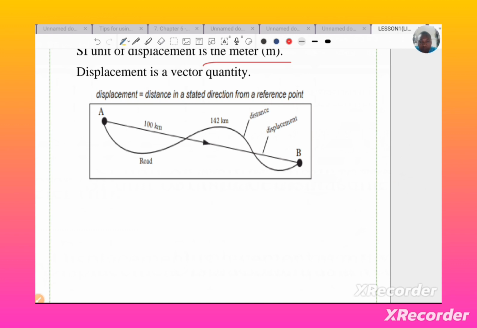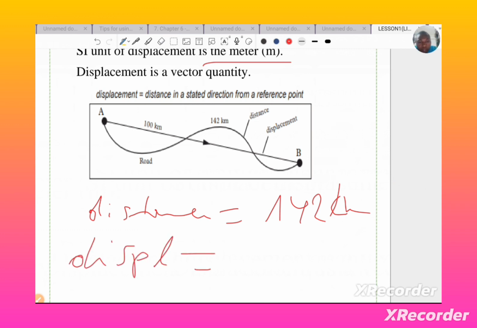Here there is a person, or let's say a body, a car or another body which is moving along this road. As you can see, there is a road which is not straight. This road is somehow zigzag. So a body moves from A to B. Then if someone asks you to find the distance, you consider the length of the road. Here the length of the road is 142 kilometers. So the distance will be 142 kilometers.